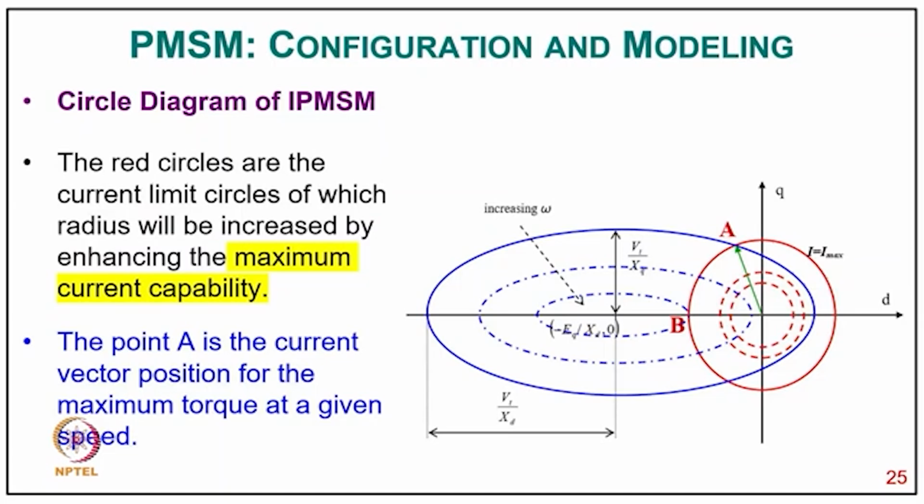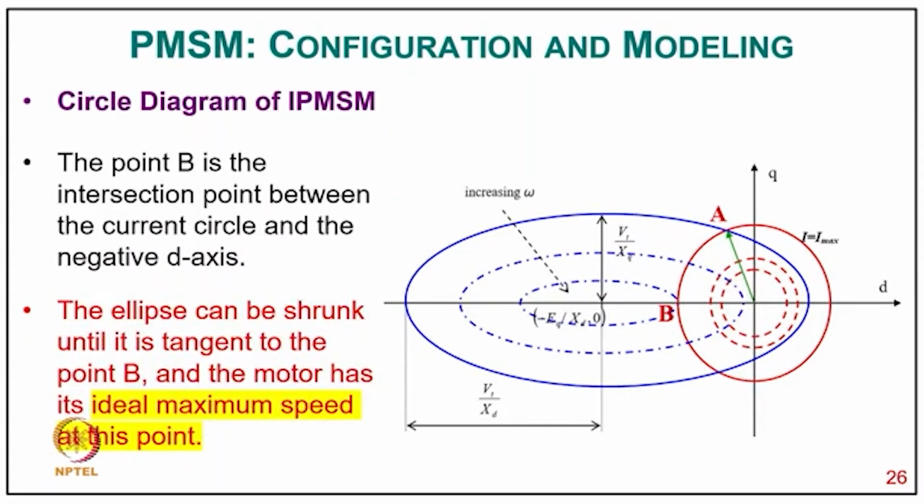So you can say the red circle is the current limit circle, of which the radius will increase by enhancing the maximum current capability. The point A, typically in the diagram, is the current vector position for the maximum torque at a given speed. The point B is typically the intersection between the current circle and the negative d-axis, and the ellipse can be shrunk until it is tangent to the point B, and the motor has its ideal maximum speed at this point.